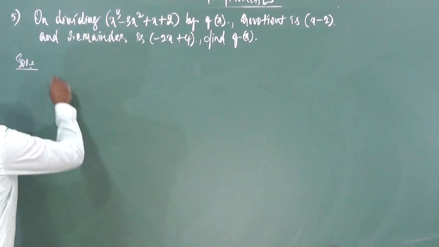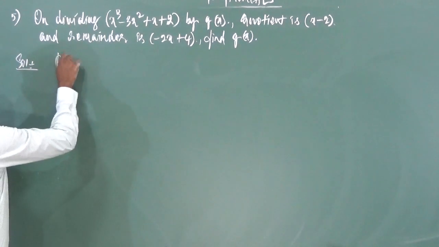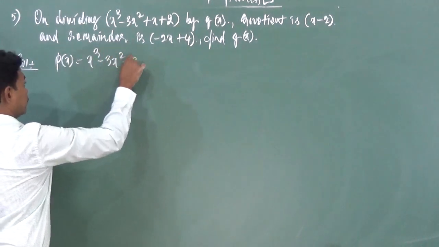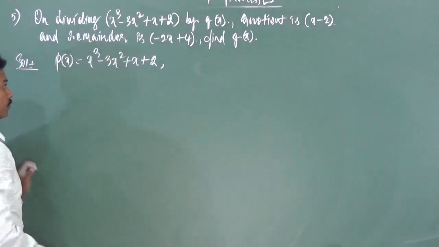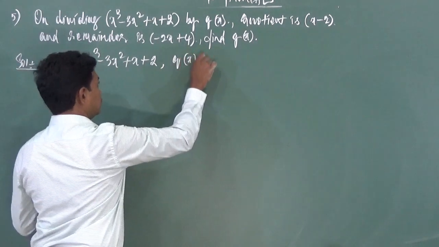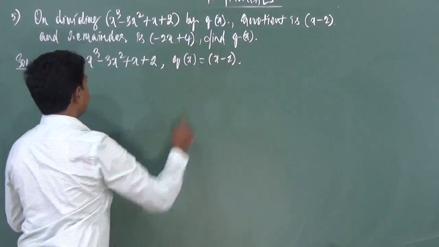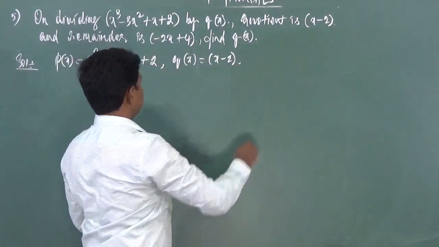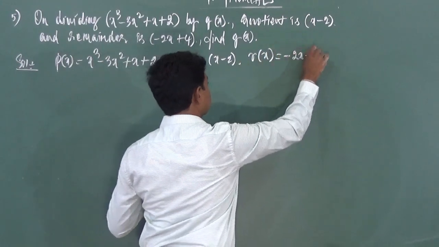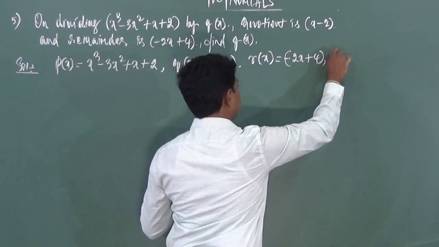On dividing, this polynomial is there, so let p of x is equal to x cube minus 3x square plus x plus 2. This is the given polynomial. Quotient is q of x is equal to x minus 2, and the remainder what you have got is minus 2x plus 4, that is r of x is equal to minus 2x plus 4. So you have to find g of x.